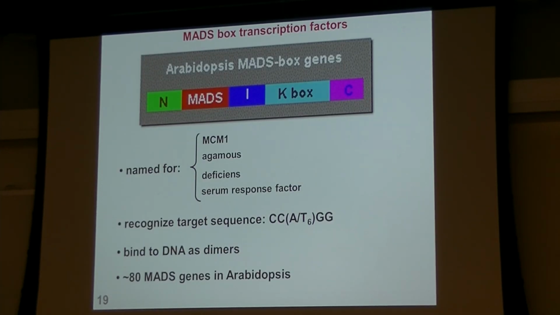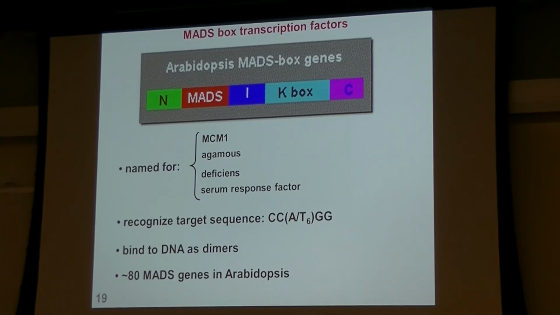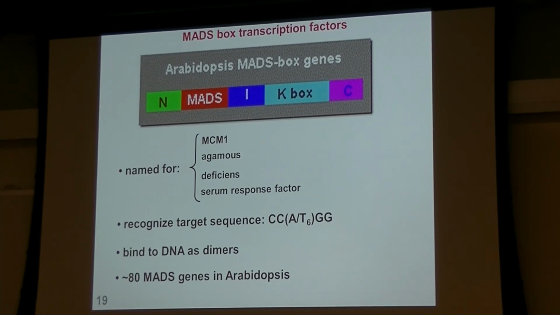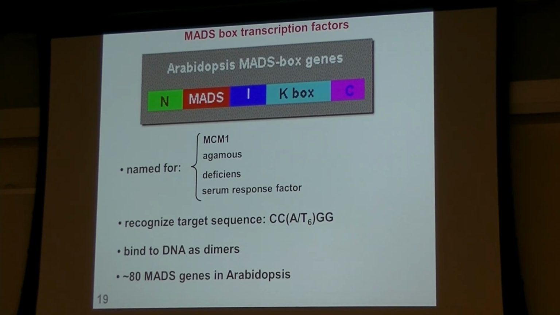All right, so these MADS box transcription factors, what are they? So these MADS box genes are a set of transcription factors that are active in plant floral meristem and floral organ patterning. And I'll show you a slide here to show you which ones of the genes we've talked about so far are MADS box genes, but several of them are.